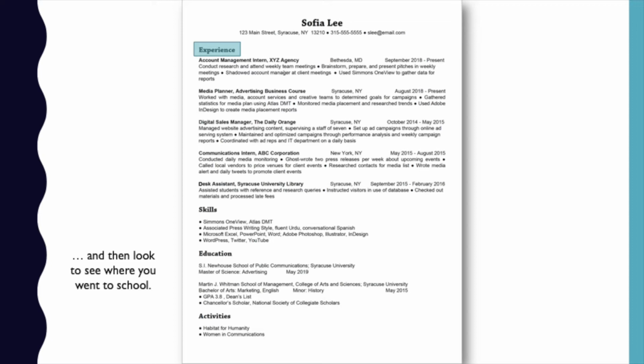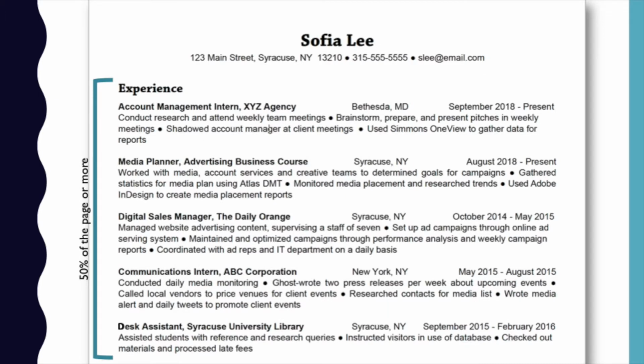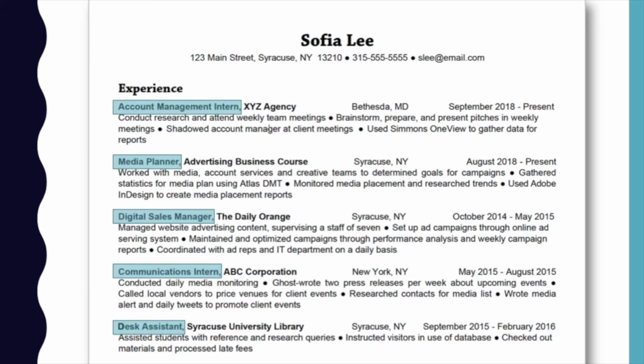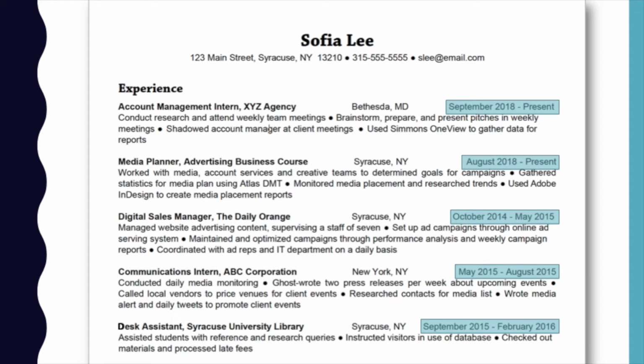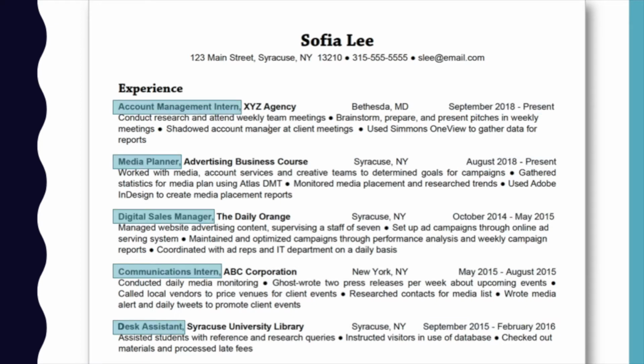Now on to what goes into the experience section. This section should be at least 50%, if not more, of the page. There are 4 elements that need to be included: title, company, location, and date. Be sure that your title allows the reader to understand what your role was at the company. Don't just write intern. What department were you an intern for? For example, account management intern, production intern, etc.